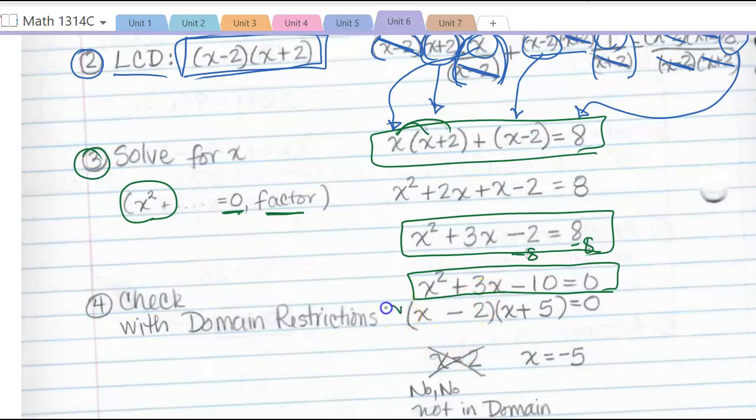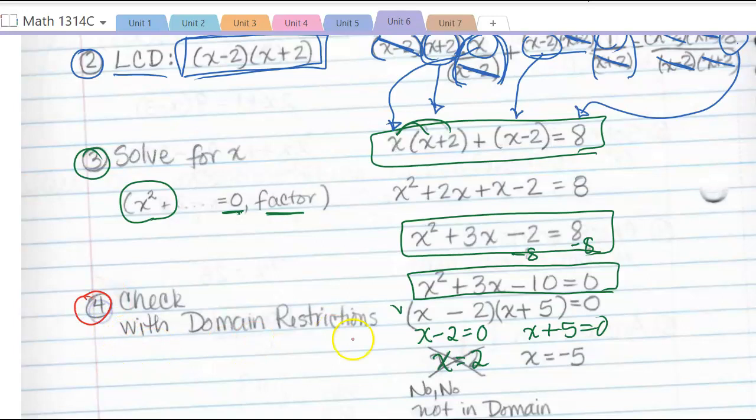Factoring, I get this statement right here. And then I'm going to set each one equal to 0. So x minus 2 is equal to 0. That will give me x is equal to 2. Over here I will have x plus 5 is equal to 0, which will give me x is equal to negative 5.